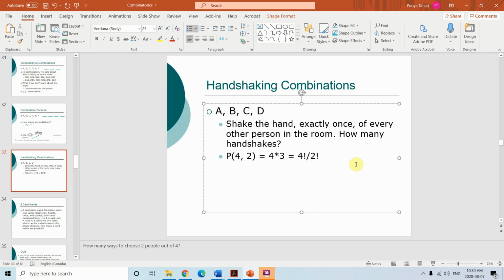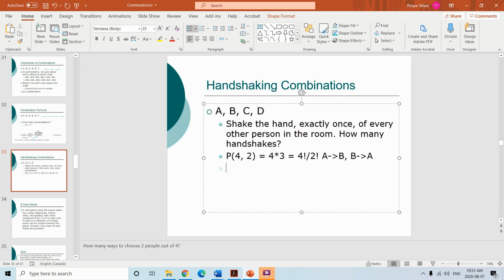Okay, but this is going to give us the 2-permutations of 4 objects. In that case, we are counting each handshake twice. Why? Because once we count A shaking hands with B, and another time B shaking hands with A, right? And it's going to be true for any other pairs: B and C, C and B, C and D, D and C, A and D, D and A, and so on.